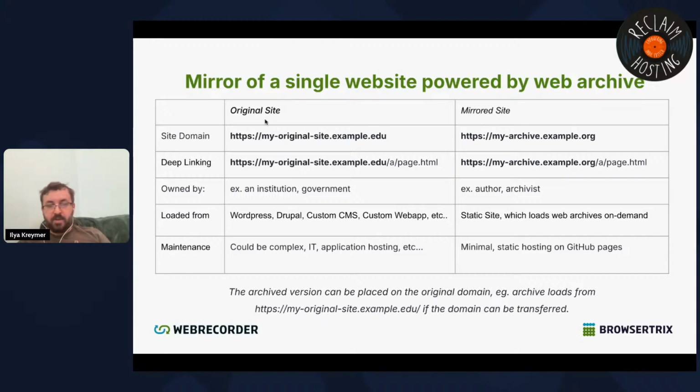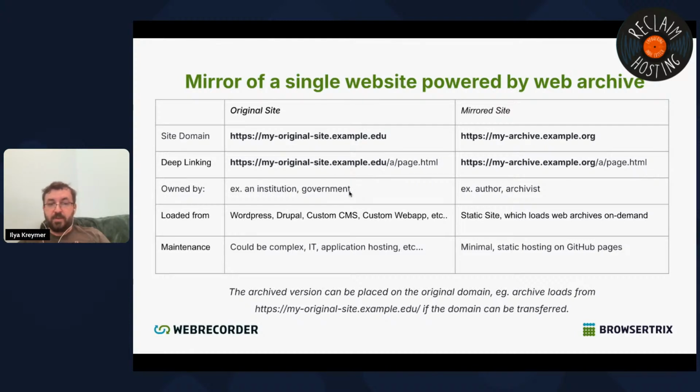For example, the original site might be something like my original site, example.edu, and the mirror site might be hosted on a different domain. So that's one example. In this case, you also want the links to still continue to work. So the page.html on the original domain still works on the archive domain.